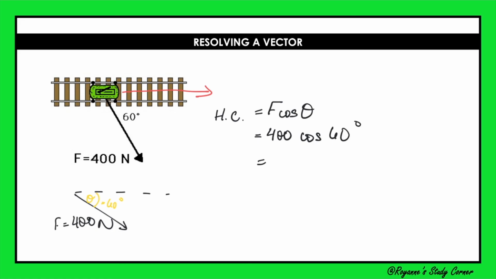So if I plug that into my calculator, 400 cosine, put my 60 in brackets, that gives me 200 newtons. So it means the horizontal component is 200 newtons, and that's the answer. Very, very simple. In this question, they didn't ask for the vertical component, so it's just one. Now let's try another example.